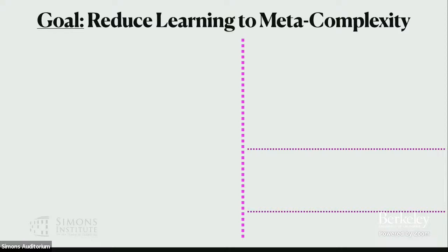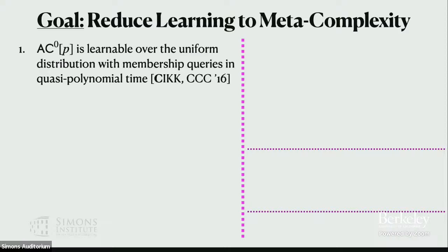I'd like to reduce learning to meta complexity problems. So if somebody comes to me and says, I have a learning setting, I say, great, okay, go prove this particular circuit lower bound in this nice proof system, and then you'll have a learning algorithm. This actually works. This class, AC0 mod P, which is, remember how AC0 was too weak to compute parity, we throw in parity gates and we get a stronger class. This is learnable over the uniform distribution with membership queries in quasi-polynomial time.